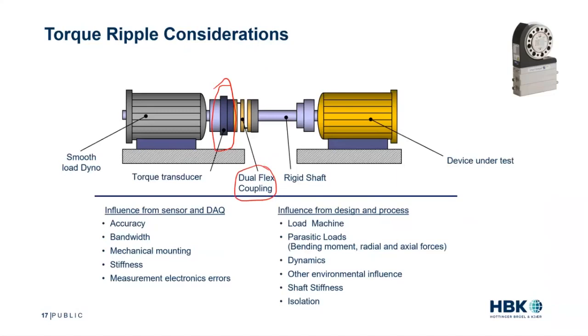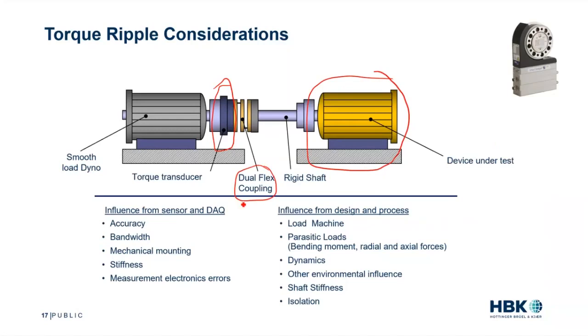This, in this example, is a dual flex pack coupling. That's my personal preferred type. You're going to isolate out a lot of parasitics from the dyno motor and really look at what's happening in my device under test. We're going to have a rigid shaft. Again, we don't want the shaft to create moments and have its own resonances. So rigid shaft is very important. And then we have our device under test. And this is the guy we want to understand the torque ripple from.